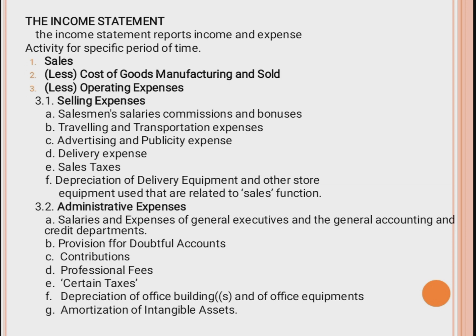F, depreciation of delivery equipment and other store equipment related to the sales function. 3.2, administrative expenses. Letter A, salaries and expenses of general executives and the general accounting and credit departments. B, provision for bad accounts. Letter C, contributions. D, professional fees. Letter E, certain taxes. Letter F, depreciation of office buildings and office equipment. Letter G, amortization of intangible assets.